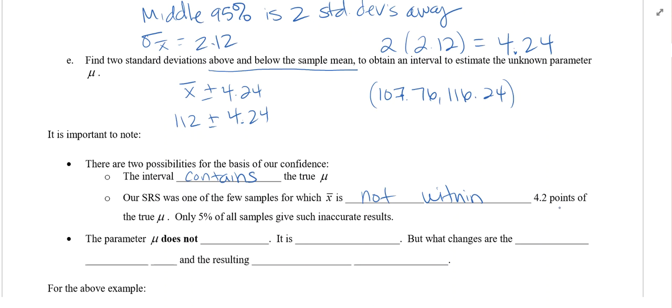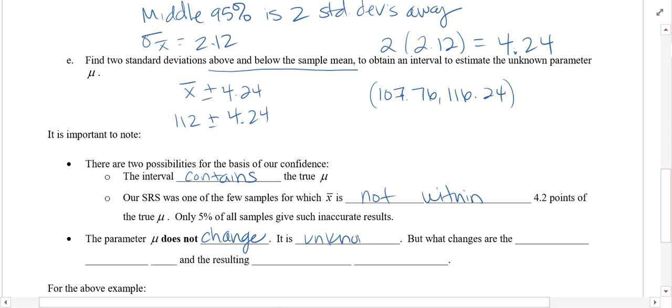Thing to note, the parameter mu does not change. Okay, the population mean doesn't change. We don't know what it is, but it doesn't vary. It's unknown. But what changes are the sample mean x bar, and then the resulting confidence interval.